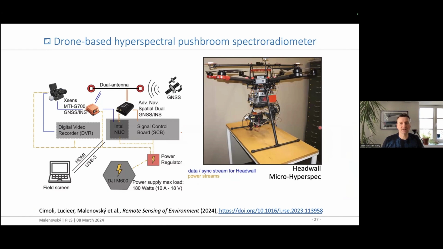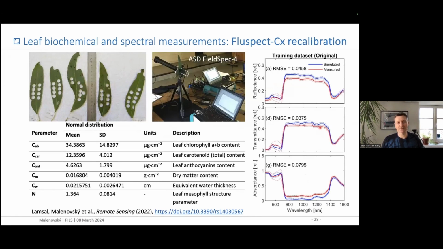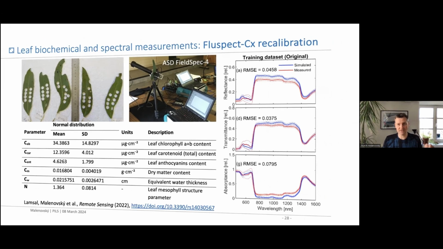2019, and together with this overflight we did some leaf collection for referencing and measured the leaf optical properties and the biochemical composition in terms of chlorophyll, carotenoids, anthocyanins, dry matter, and water content, and used this to verify and recalibrate the leaf level model called FluSpect CX. So we use both the reflectance and transmittance measurements as well as wet biochemistry results to make sure that we can, in DART, initiate the leaf radiative transfer correctly with the FluSpect CX.